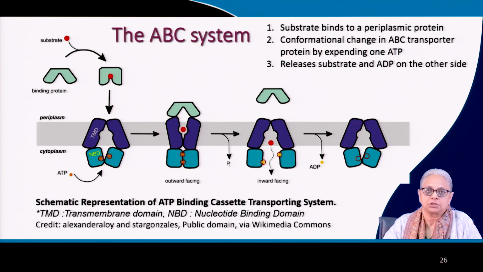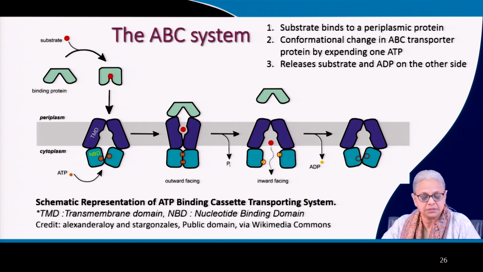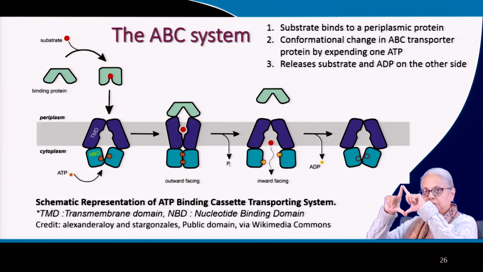And then we have the last one, which is the ABC system. Like I said, it's the ATP binding cassette, and what it does is you have a substrate in the periplasmic space that is going to be bound by a particular protein, which is also in the periplasmic space. And this substrate will be released to the transmembrane protein. There will be a conformational change. So if you can see this, you have a conformational change.